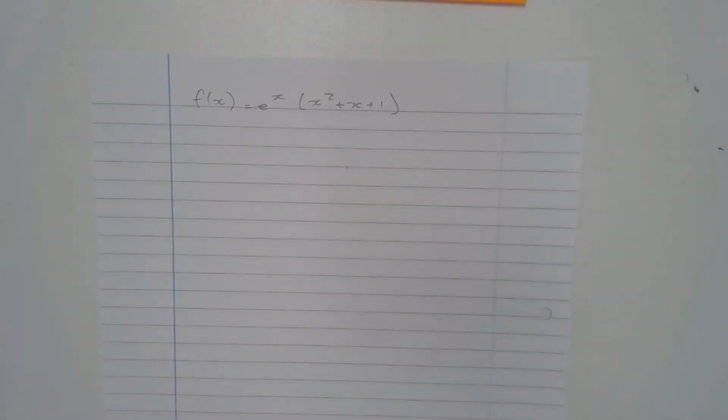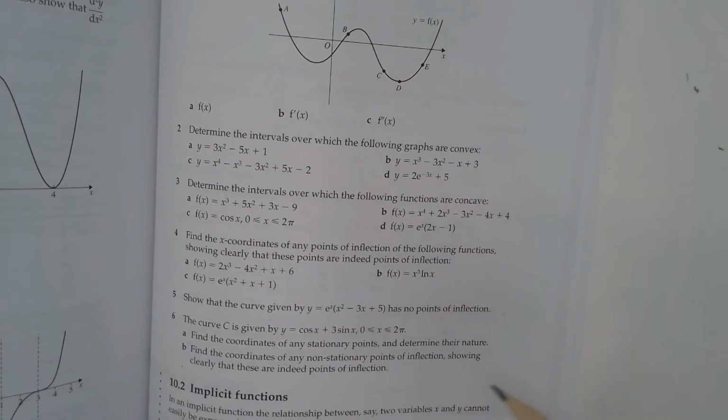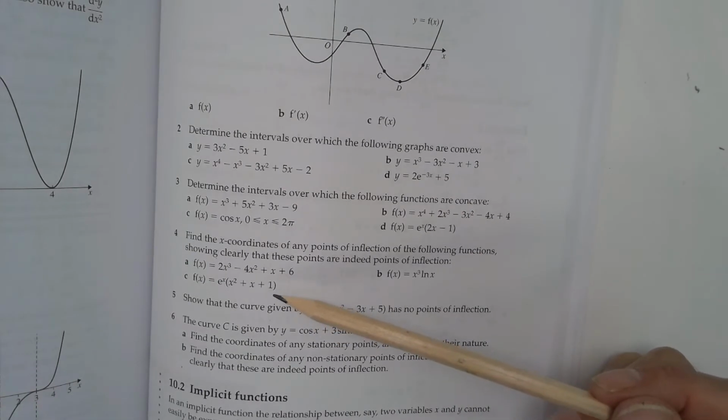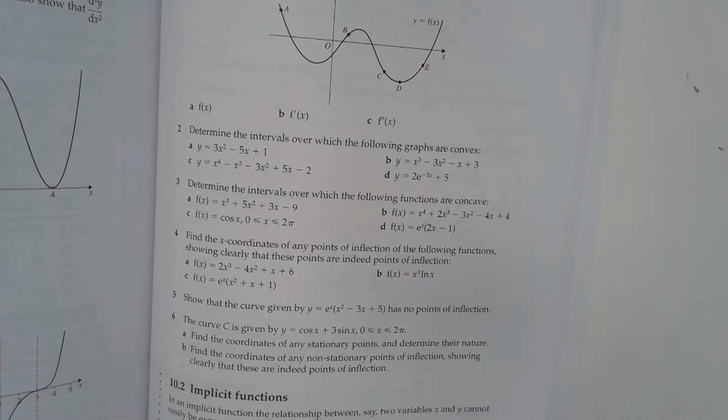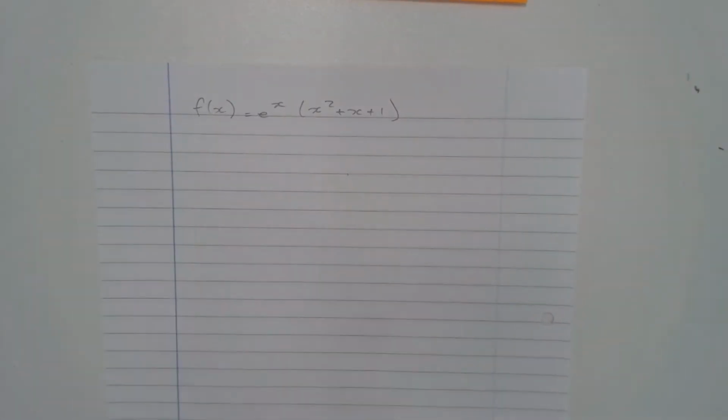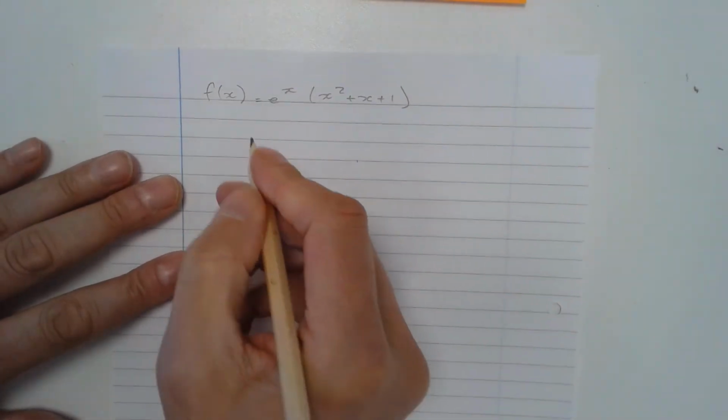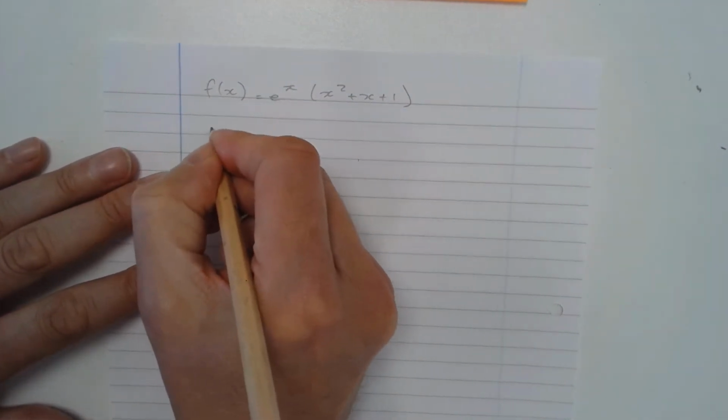Okay, so I'm going to do this question here, which is 4C. Find the coordinates of any points of inflection of e to the power of x times (x squared plus x plus 1). There's the function. So first of all, we need to find f dash of x.